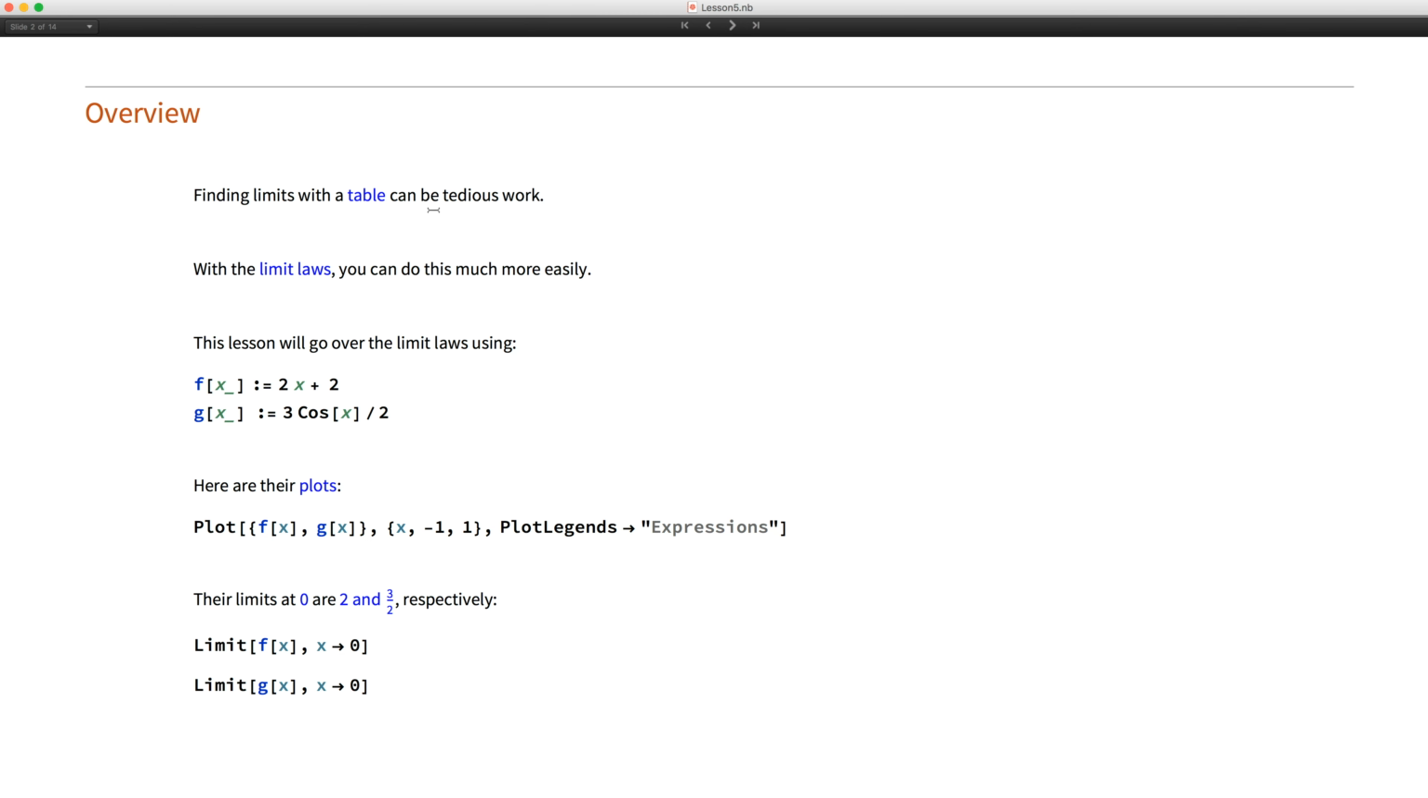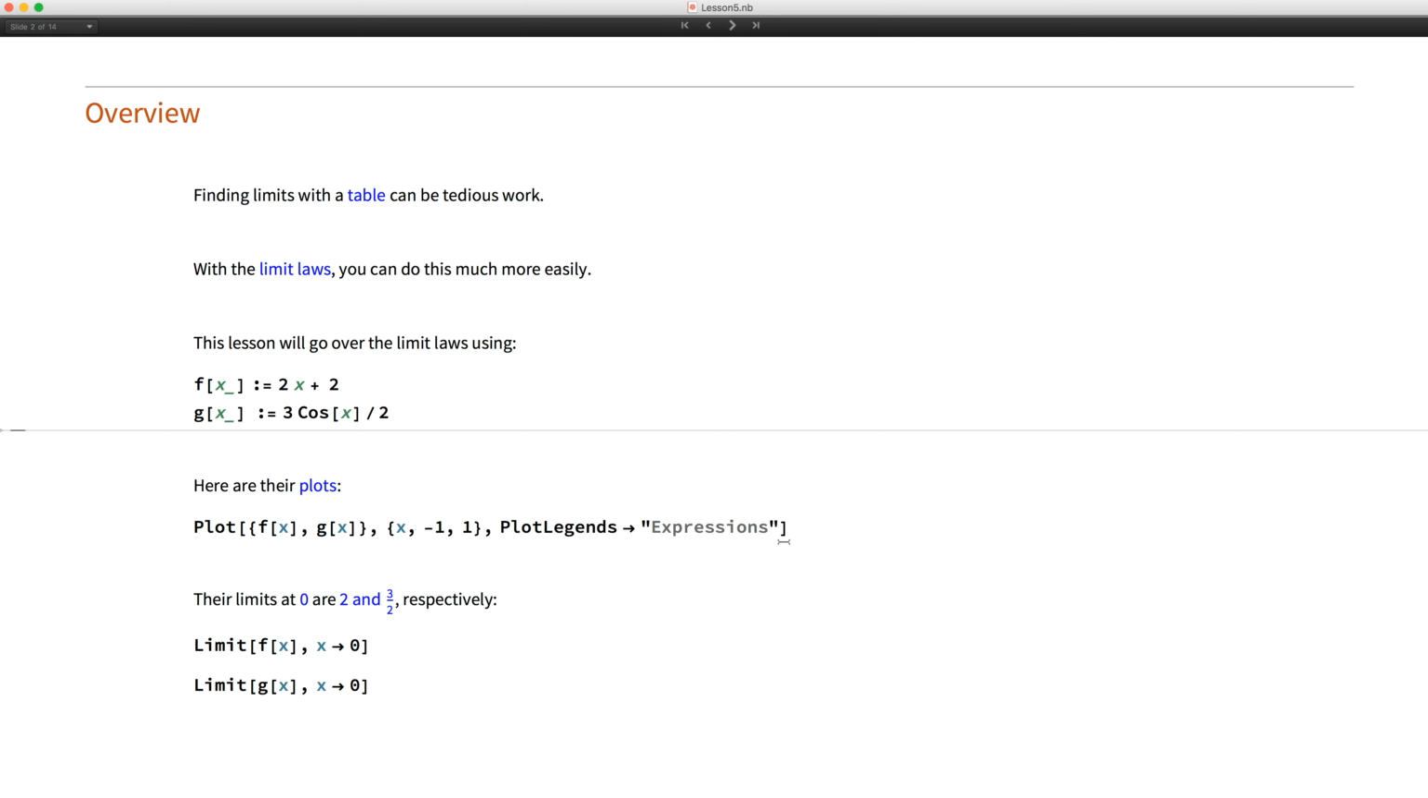So we learned in the previous lesson that using tables to find limits can be very tedious work. So what we do today is to set up some laws for limits which will let us compute the same limits quite easily. And to do that, I'm going to use two example functions. The first one is called f, the second one is called g. So f is 2x plus 2 and g is 3 times cosine x over 2. So those two functions are going to serve as our example functions in the first part of the lesson.